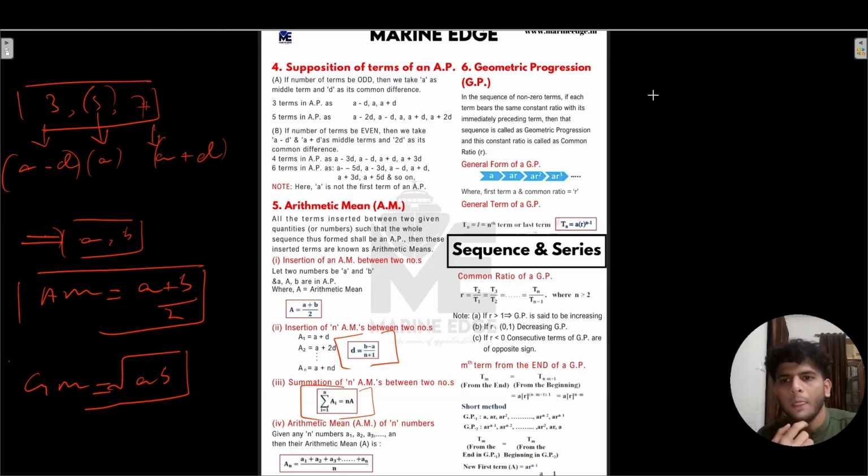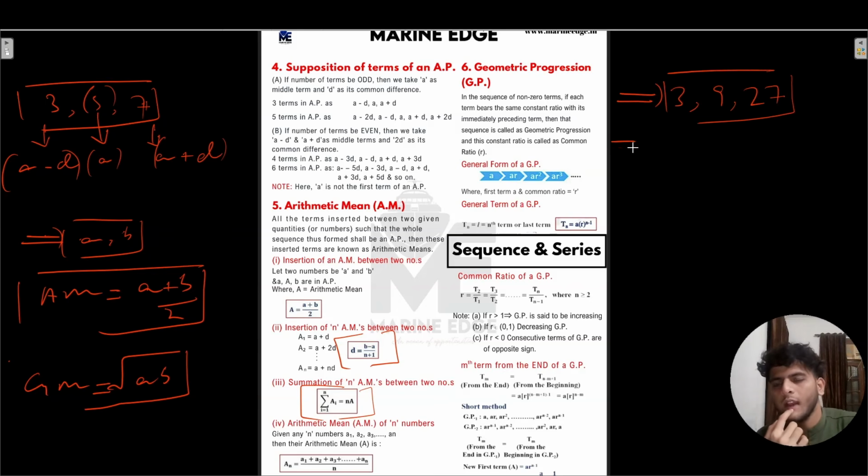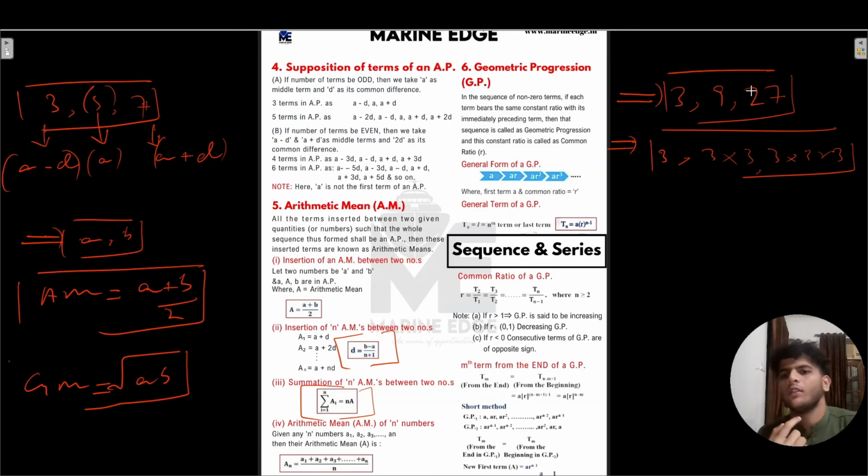Now we have GP. If we have 3, 9, and 27, you can see that these three numbers are separated by a multiple of 3. This is 3, this is 3 into 3, and this is 3 into 3 into 3. Yes or no? So you can see that they are geometric progressions in this case.